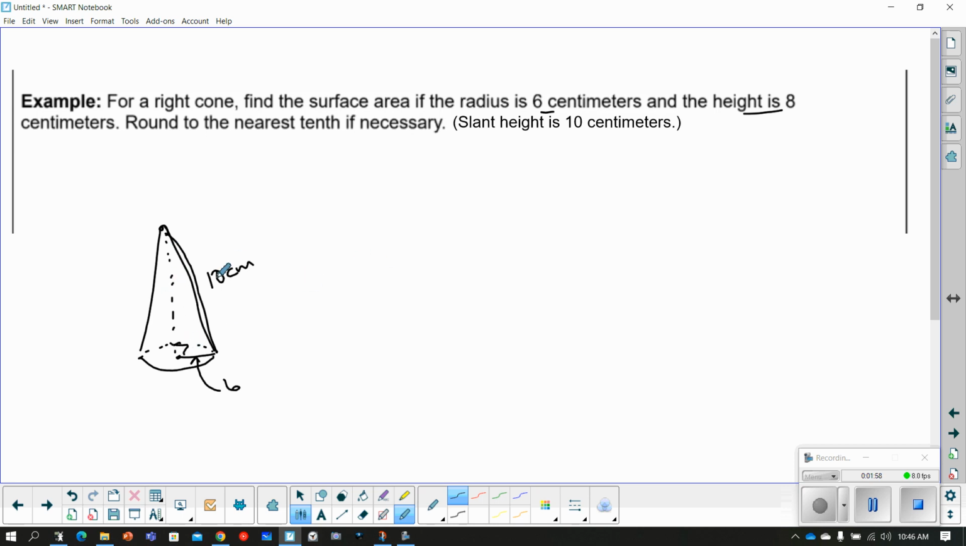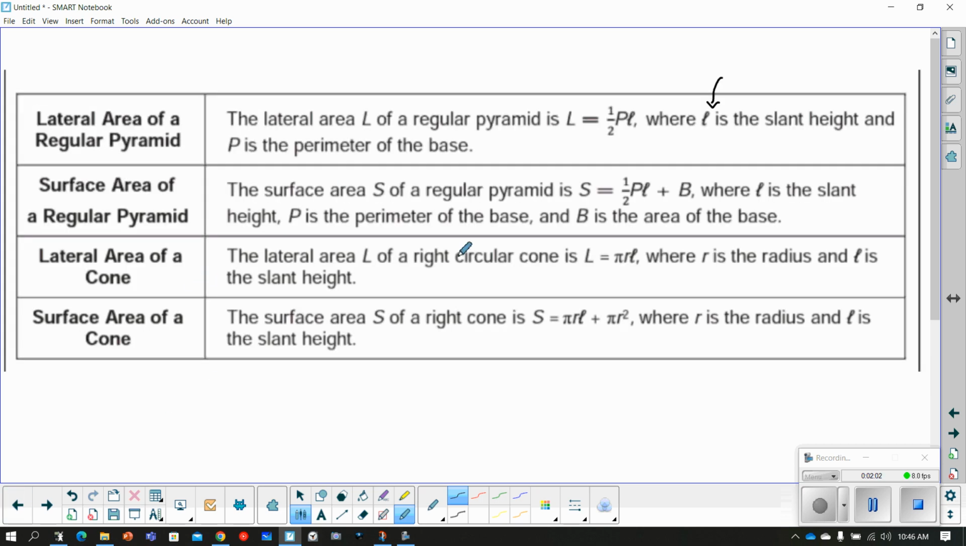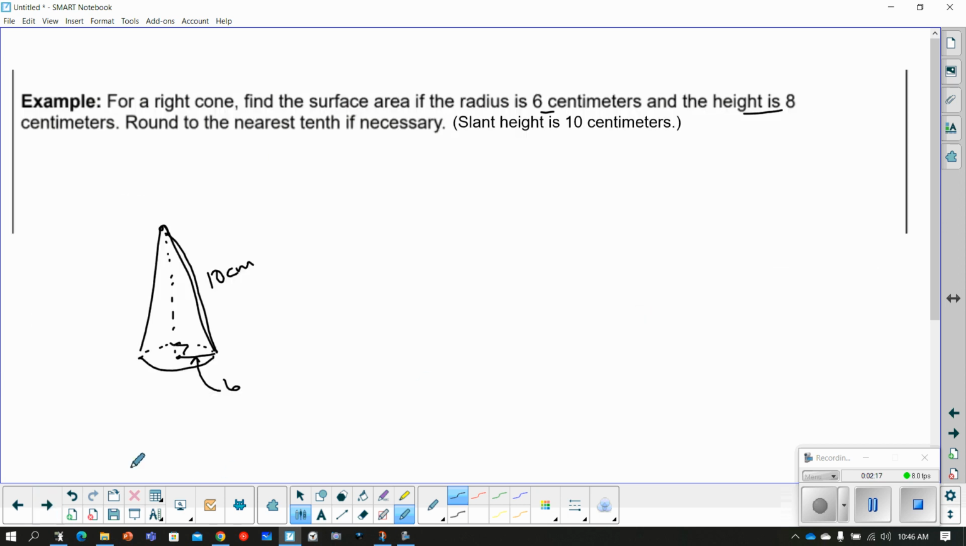I'm just going to use the slant height in this, because if you look at the cone formula, lateral area is pi times the radius times the slant height. Total surface area, pi times radius times slant height, that's the lateral area right here, plus the base, which is a circle, right? So let's go ahead and do that. So the surface area is pi times the radius times slant height plus pi times the radius squared because of the base. And so we just need to plug these numbers in here.